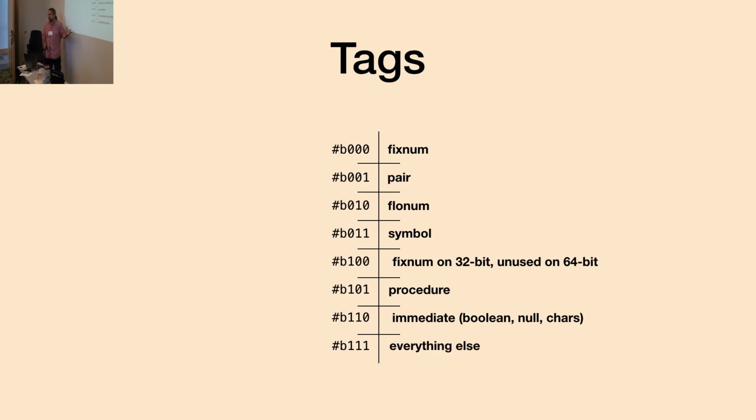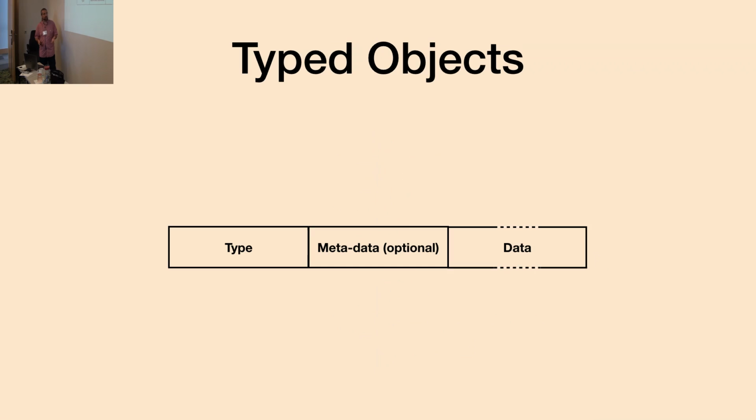And of course, everything else falls under this last tag. So what is everything else? Well, everything else has to store 2 or 3 pieces of information, right? It needs its type information. It needs the value or the data that it represents. And in some cases, we need some additional metadata.